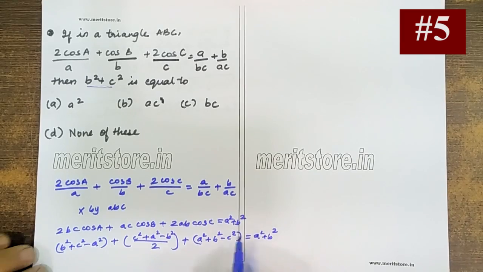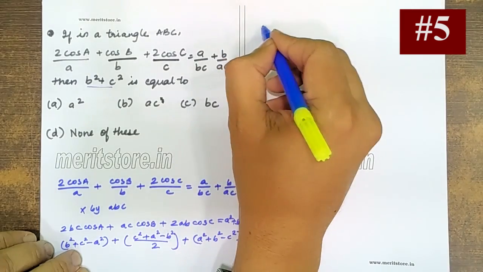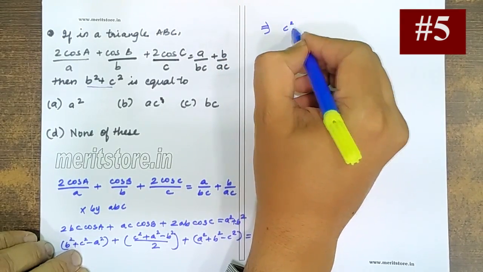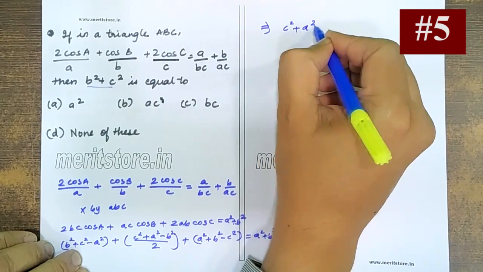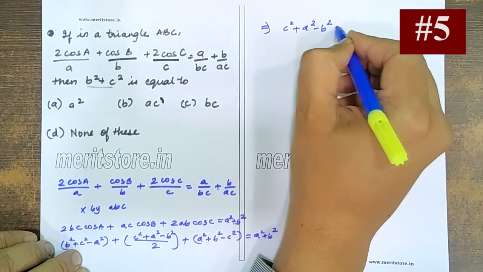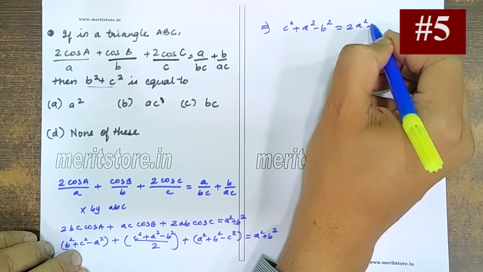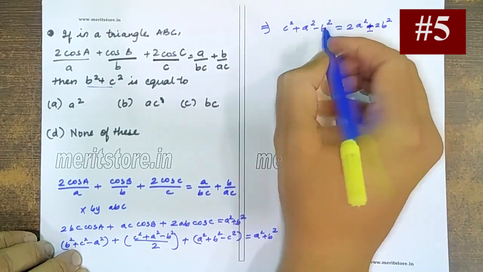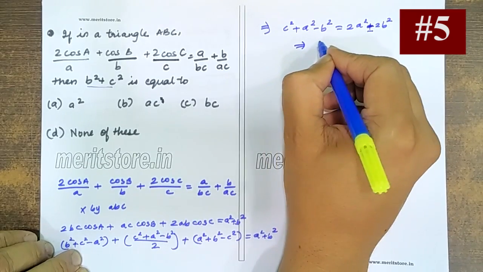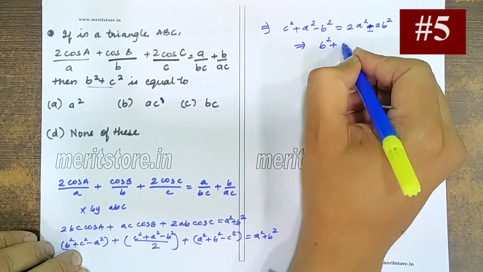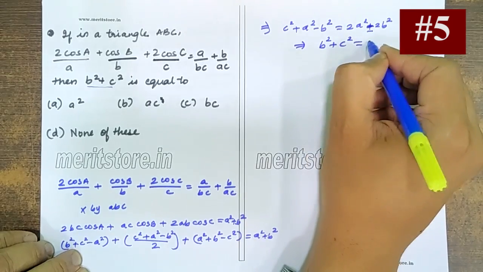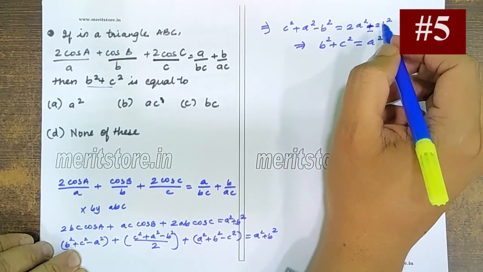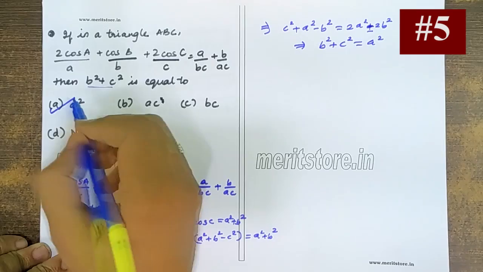Now on simplifying this, we'll get C square plus A square minus B square is equal to 2A square plus 2B minus 2B square. So after simplifying, you will get B square plus C square is equal to A square. So here A is the correct option.